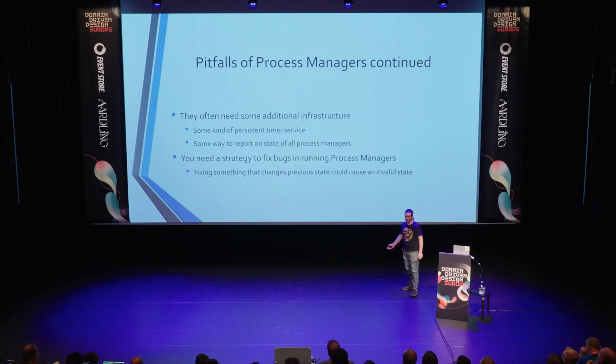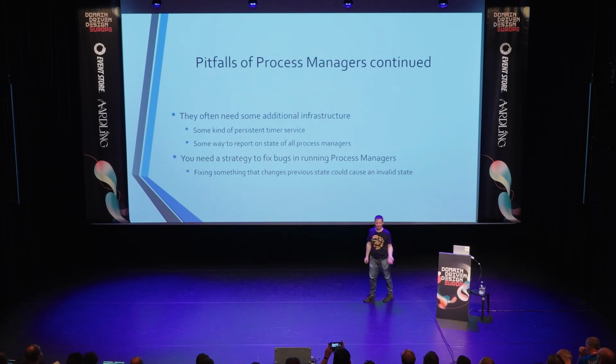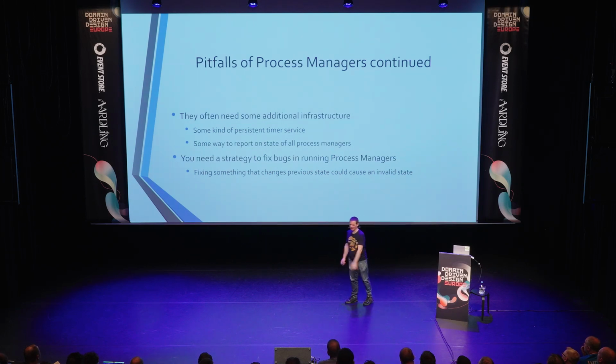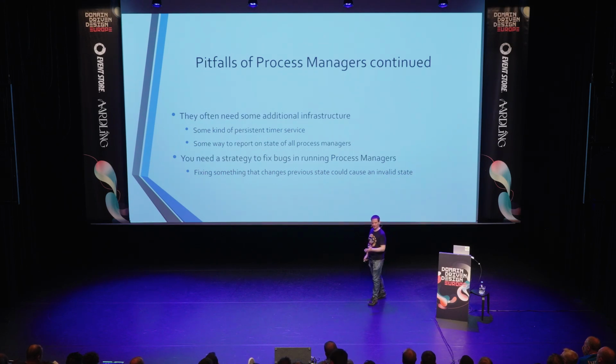They often need some additional infrastructure, right? Process managers generally want to know about timeouts. You communicate with process managers using messages. You need some way to send messages on a timer to your process manager. You're going to have to build that, or find something that does it for you. One way you can do it, for example, is some queuing technologies allow you to say, send a message, but don't make it appear until this point in time. That's a timer message. There's fairly easy ways of doing these things, but you still need them.